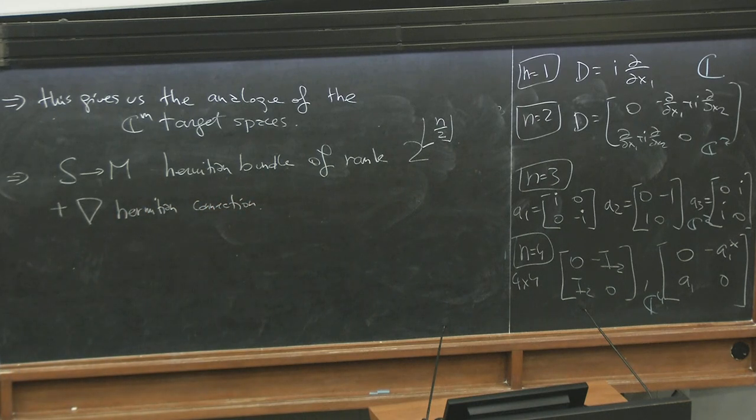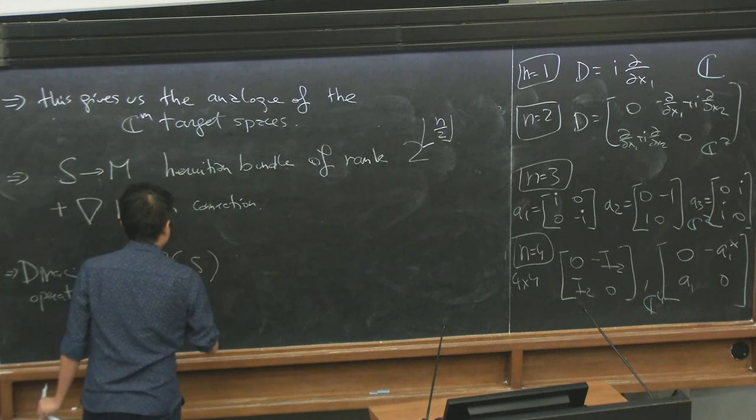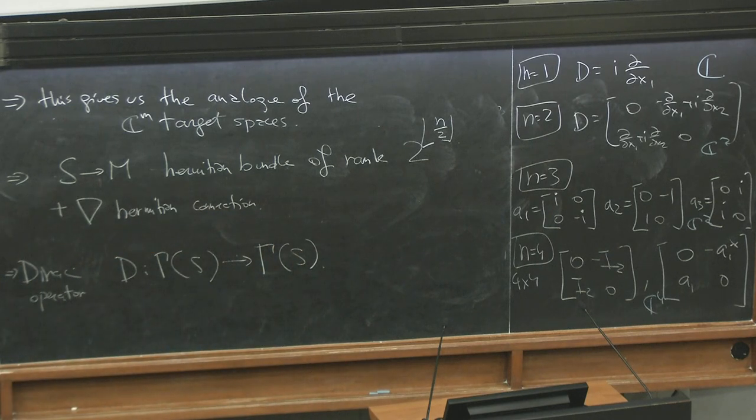Once you have a bundle, we're not in Rn anymore, so you need a way to talk about how the fibers relate to each other, and that's a connection. That's determined by the metric. And then you have the Dirac operator, which is an operator D from sections of S to sections of S. This is a little more abstract, but if you get lost, you should always think, this is the same thing that we saw in Rn.